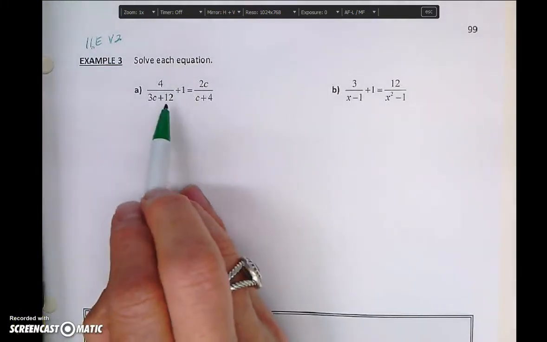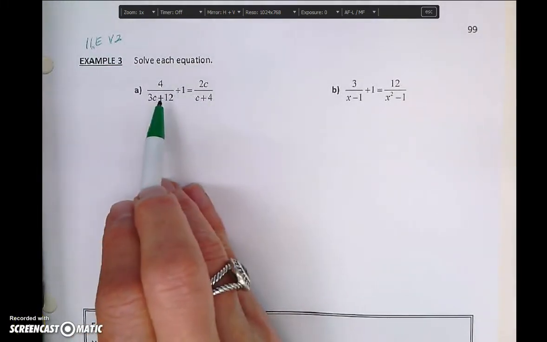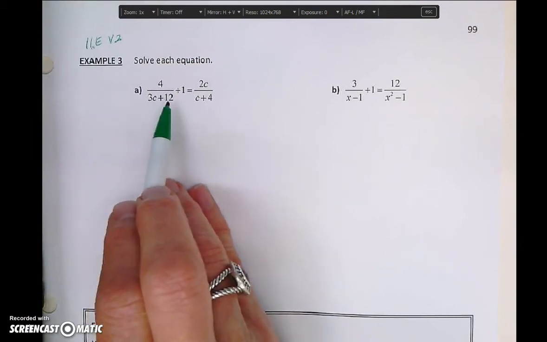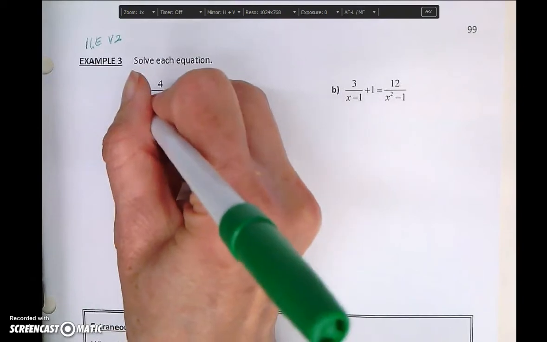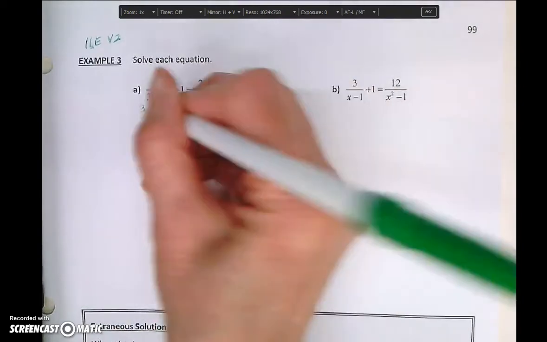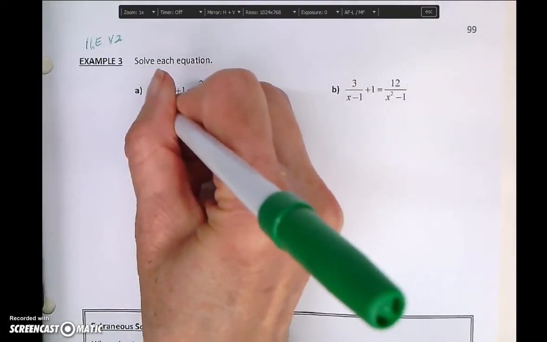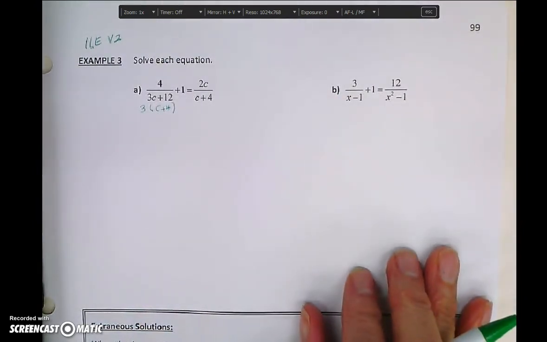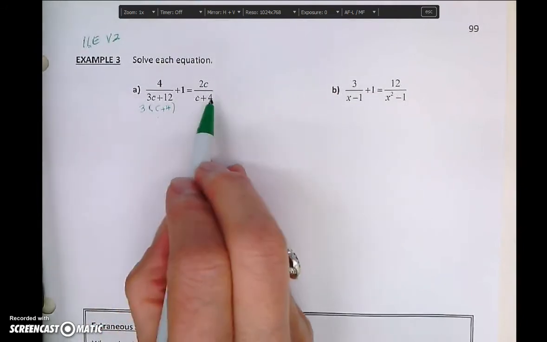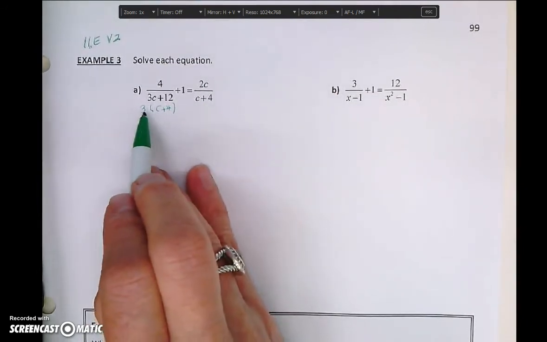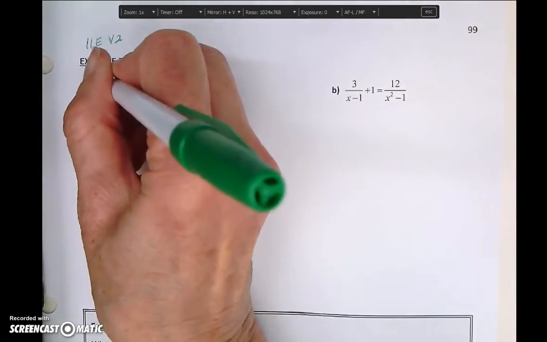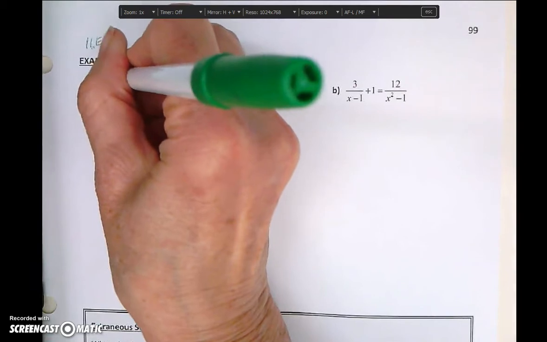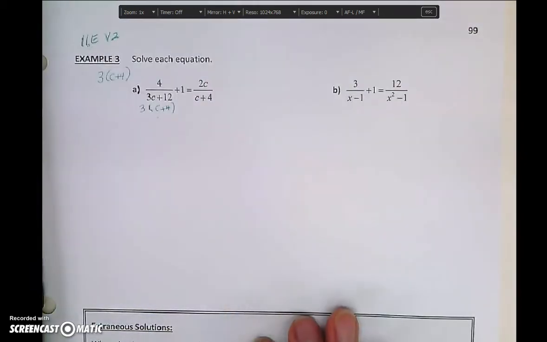On example 3, we're going to have to think a little bit harder about what our LCD is going to be. And you want to make sure you get the lowest possible denominator. So remember that in order to do it, if you can factor, you want to factor your denominators. So factor out the 3. So now when I'm looking to compare it to get the LCD, I see I need to have a 3 in it. So I'm going to put a 3 here. And I'm going to need to have that C plus 4 factor in it as well.